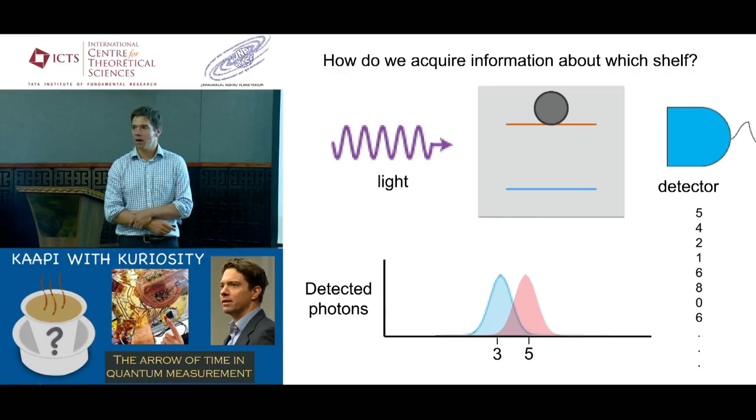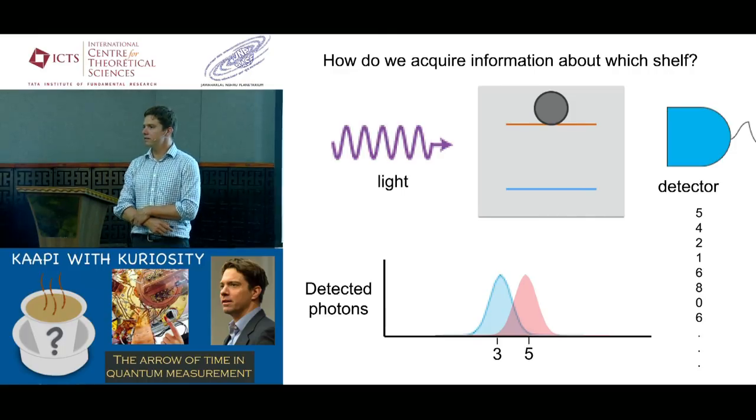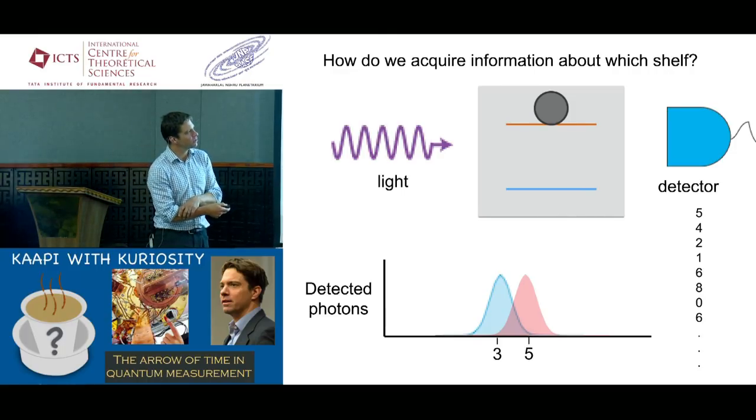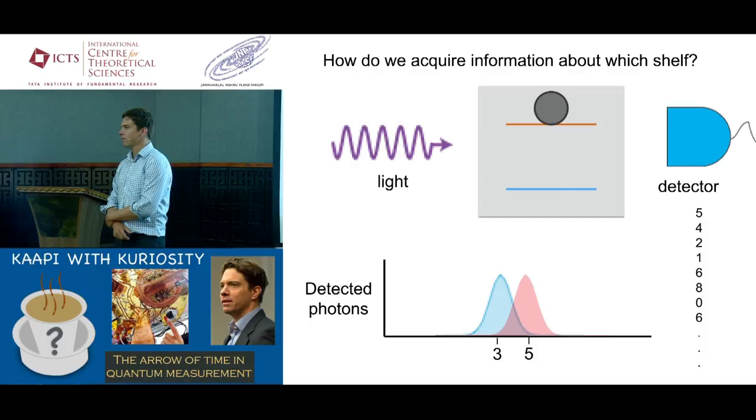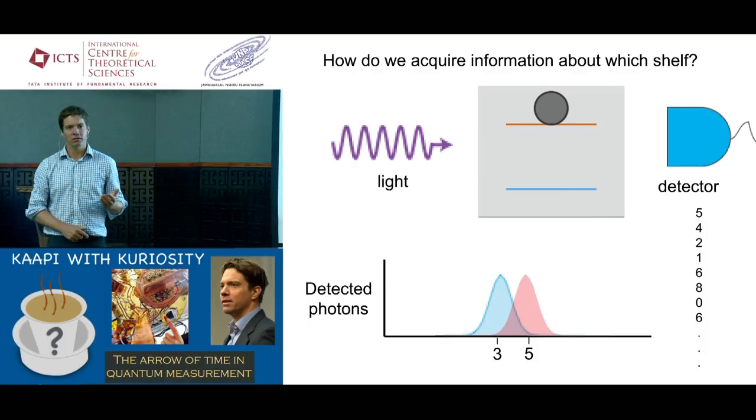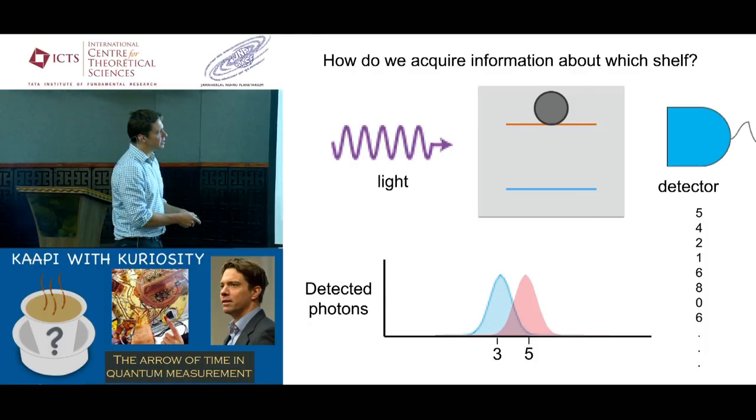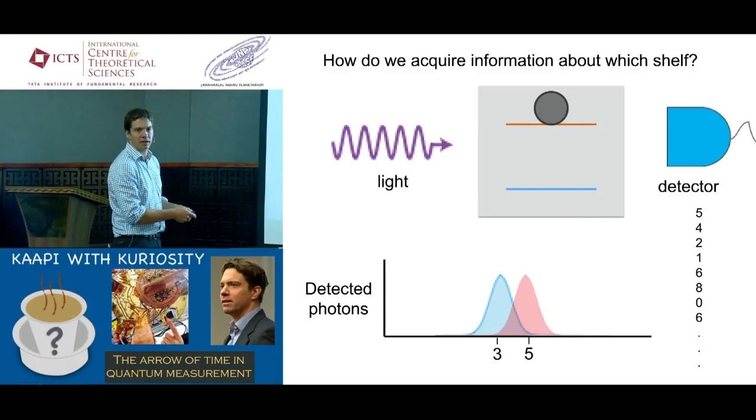Now, if I put the ball on the top shelf, and I do the experiment, I get 5 photons, 4 photons, 2 photons, 1 photon, 6 photons, 8 photons, 0 photons, 6 photons. I get more photons on average, but still I can get as few as 3, and I can get as many as 8, and I get on average 5.